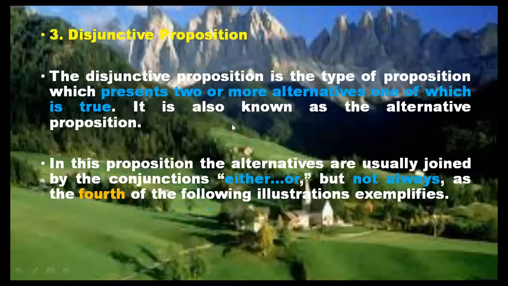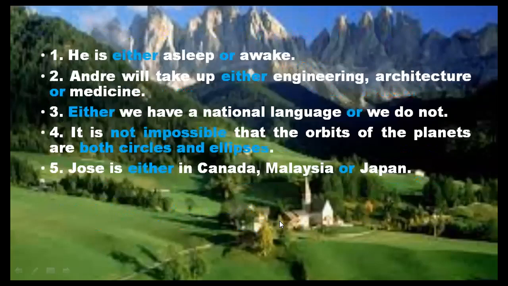It's the type of proposition which presents two or more alternatives. When we say "alter," it means other, one of which is true. Example, either-or. You are either asleep or awake. So you are either taking up engineering, architecture, or medicine. So one of those is true.